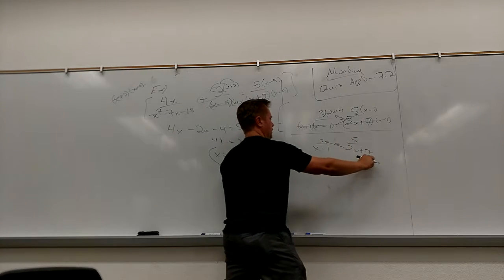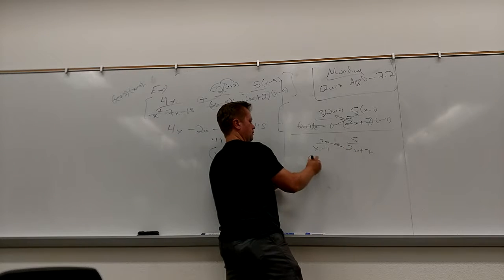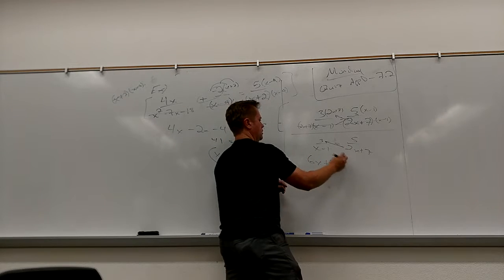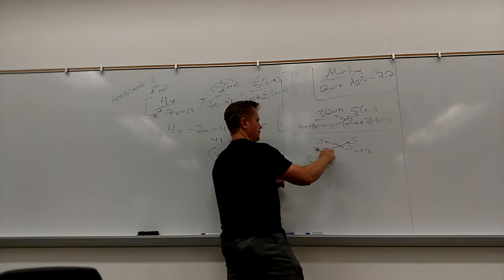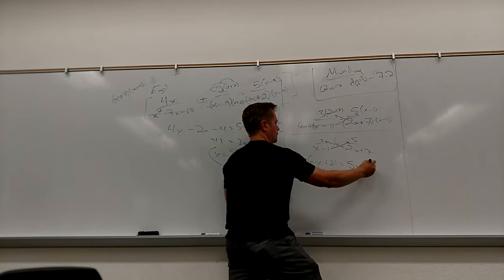What's 3 times this? 6x plus 21. 6x plus 21. That goes up there. What's 5 times this? 5x minus 5.